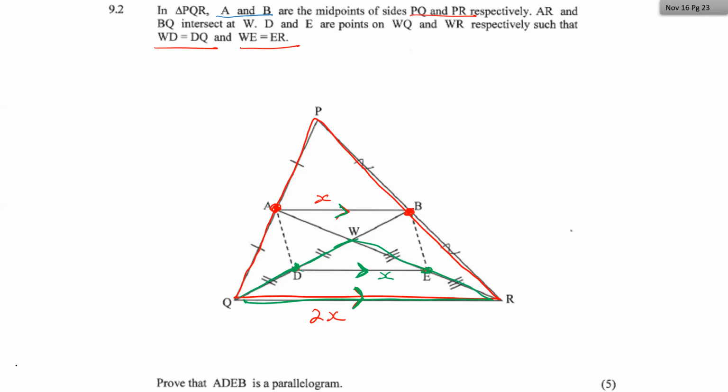If we look at the big triangle, we know that PA is equal to AQ, and we know that PB is equal to BR. And that was given.